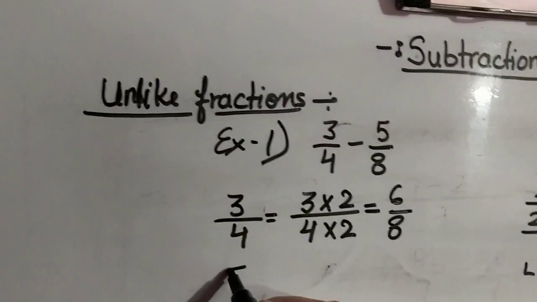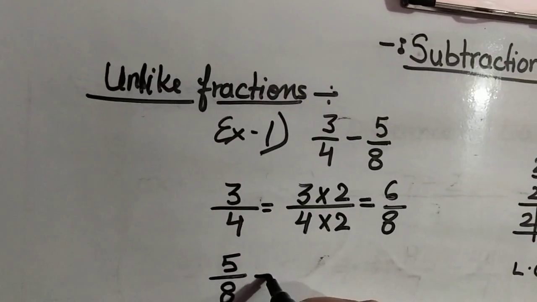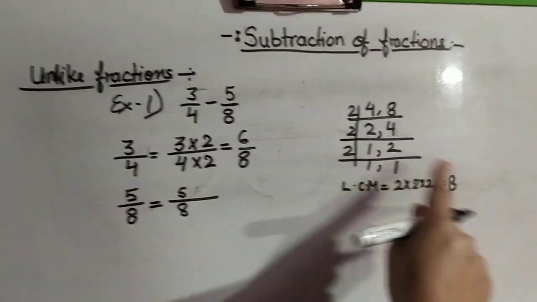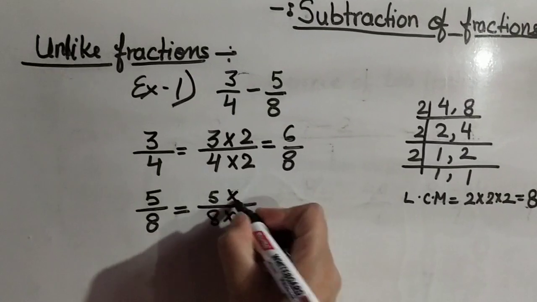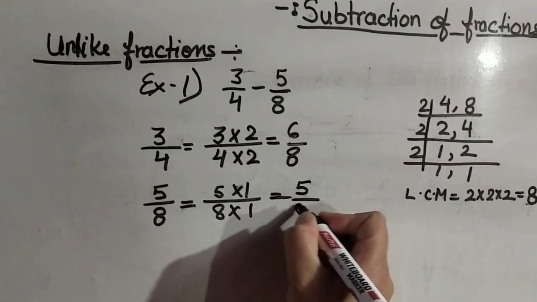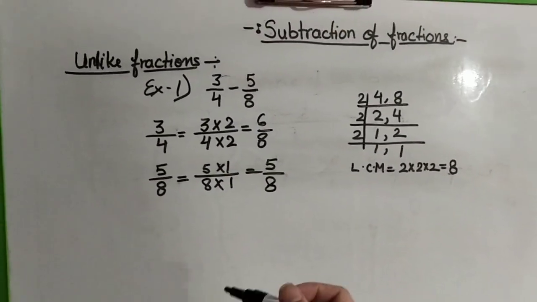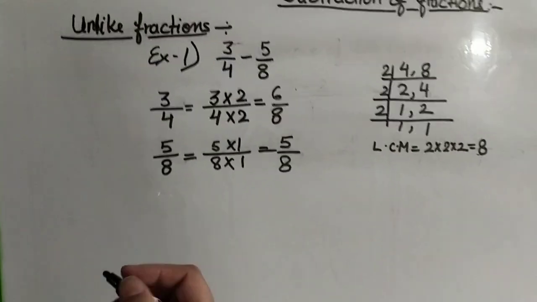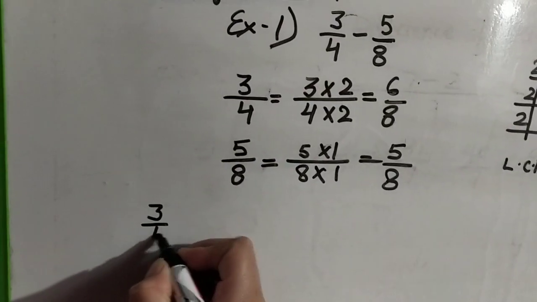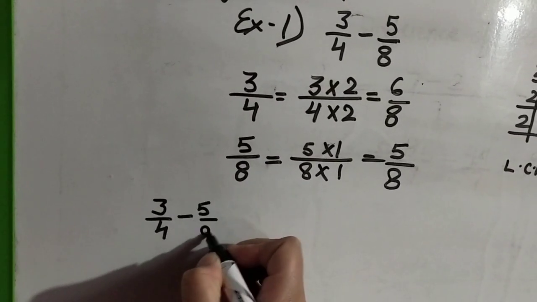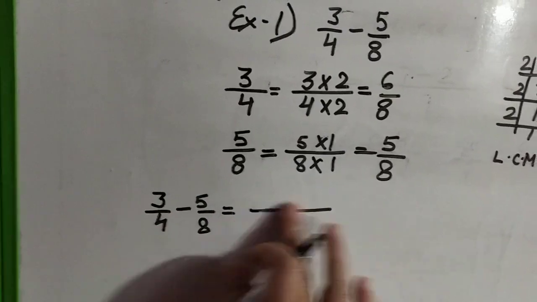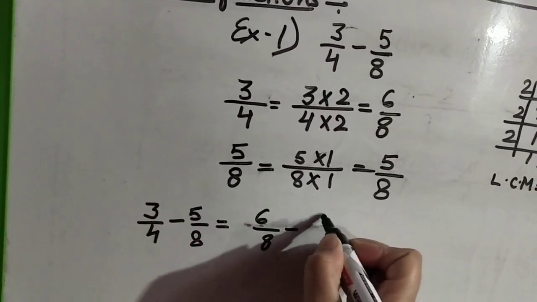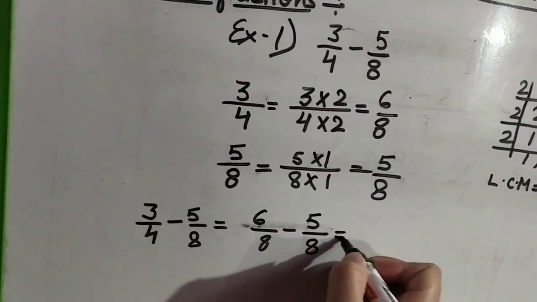The next fraction is 5 upon 8. The same thing we'll do here. Which table of 8 gives 8? 8 1s are 8, so 5 upon 8 stays the same. Now we got two like fractions here, 6 upon 8 and 5 upon 8. So 3 upon 4 minus 5 upon 8 equals 6 upon 8 minus 5 upon 8.